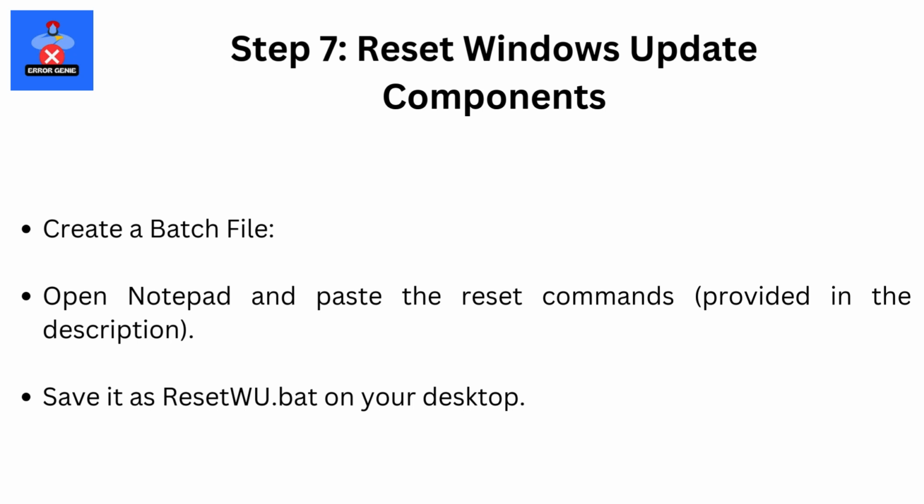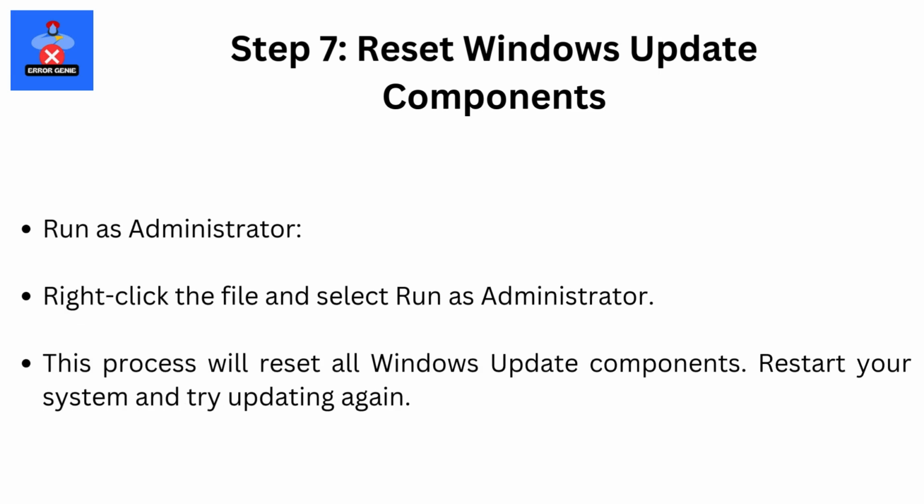Step 7. Reset Windows Update components. Create a batch file. Open Notepad and paste the reset commands provided in the description. Save it as resetwu.bat on your desktop. Run as administrator. Right-click the file and select Run as administrator. This process will reset all Windows Update components. Restart your system and try updating again.